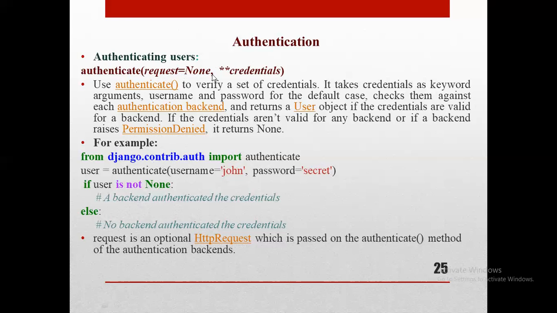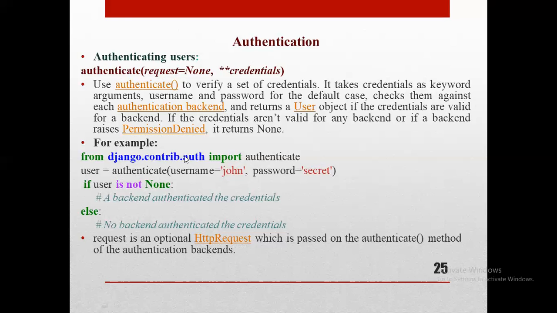Here request is an optional HTTP request which is passed on the authenticate method of the authentication backend. This is the optional part for the authenticate function. We can pass the credentials for authenticate here, like username and password. Here you can see the example for that credential authenticate function.